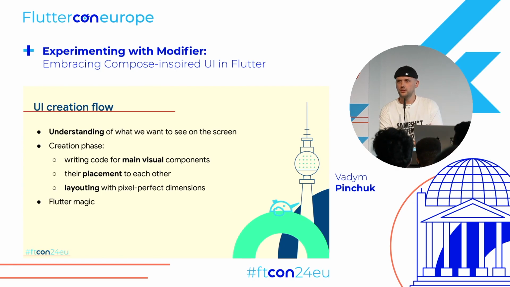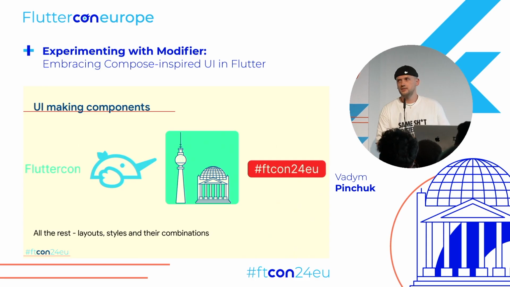And when our UI is ready, all the Flutter magic happens, where all the measuring, layouting, and painting happens. But we are not really interested in that area. We're interested in the creation phase only. And that's actually where we have more impact, or more time we spend. So let's go through each of these categories of widgets one by one. I say main visual components are images, text, icons, or buttons. Definitely a bit more, but I don't want to overcomplicate this slide. So the main visual stuff which people can see on the screen.